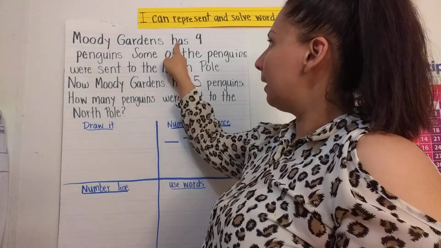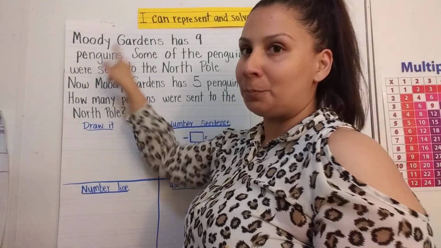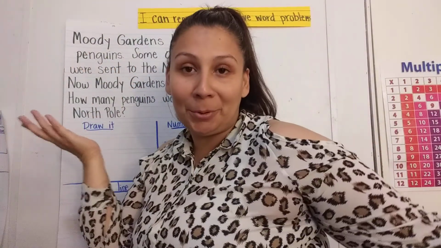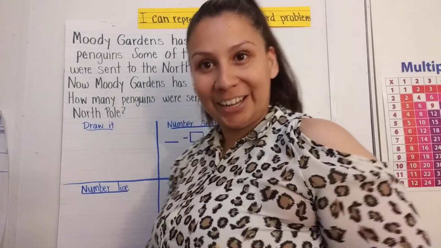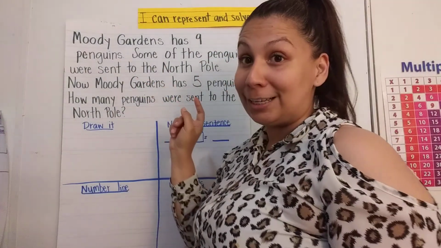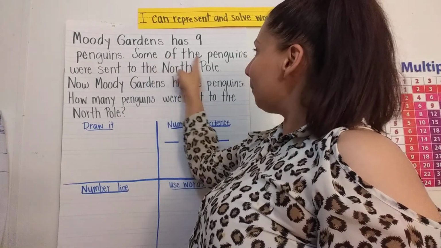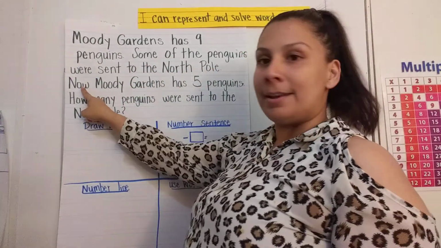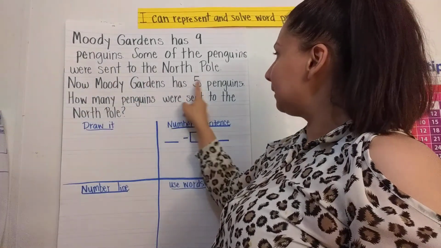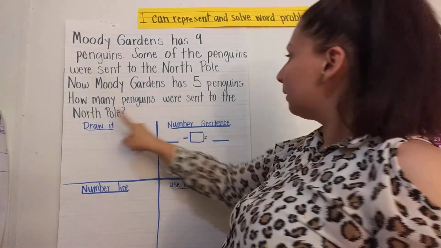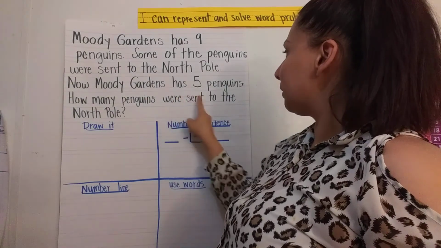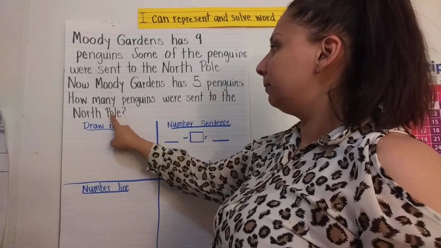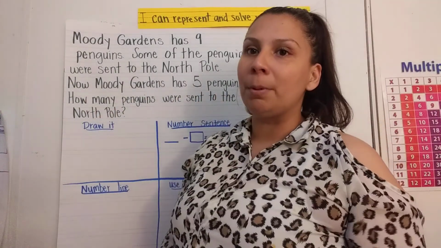Moody Gardens has 9 penguins. Ooh, Moody Gardens. I remember when we went on our first grade field trip to Moody Gardens. And they had really nice penguins. Some of the penguins were sent to the North Pole. Now, Moody Gardens has 5 penguins. How many penguins were sent to the North Pole? Okay, I read the problem one time.